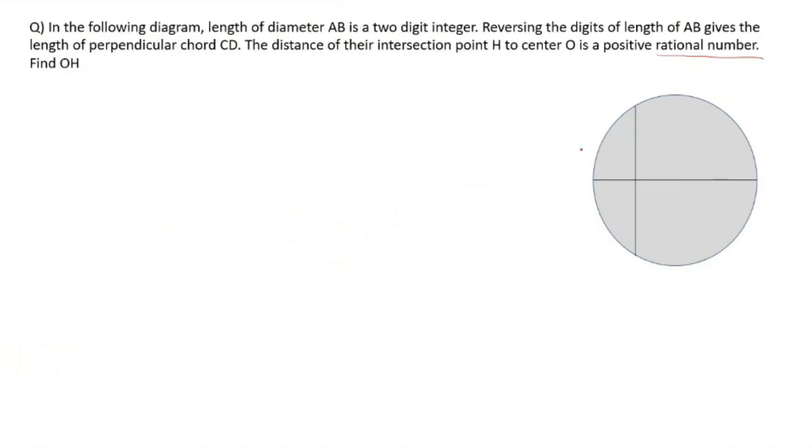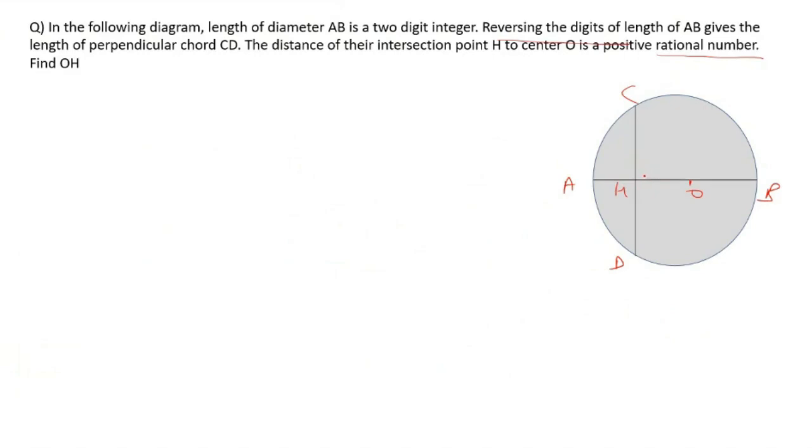Okay, so this is not given, but it should be actually. This is there, and this is here: A, B, and C, D. So length of diameter. This is obviously the diameter, so that's why I was able to name it. Length of diameter AB is a two-digit integer. We don't know the length. Reversing the digits of AB gives the length of perpendicular chord CD. So this and this are digits reversed. Distance of intersection point H to center O. This is intersection point H to center O. Positive rational number, find OH. So this is what we have to find as well.